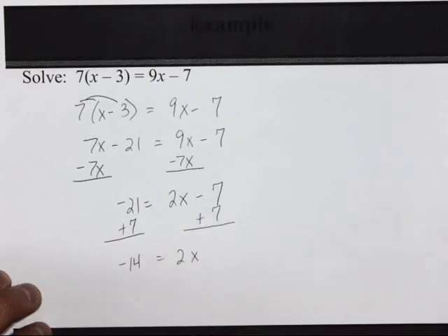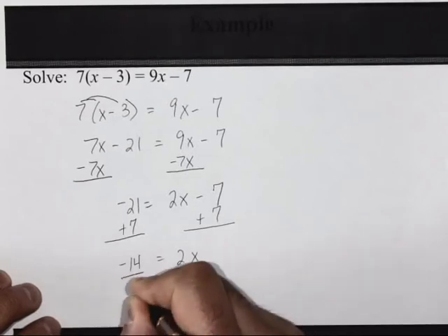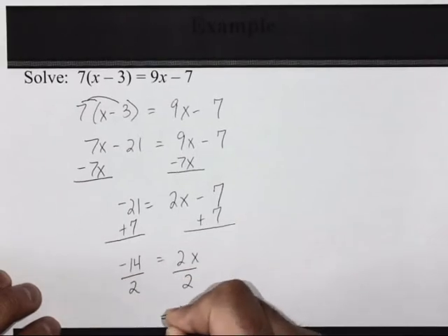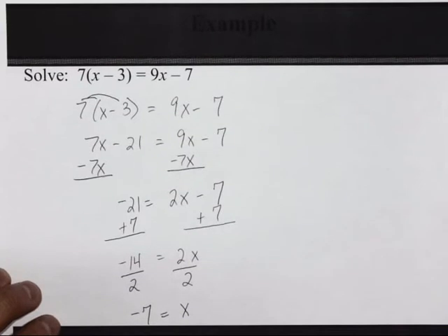Then finally use my multiplying, dividing inverses. Divide by 2. Divide by 2. x equals negative 7.